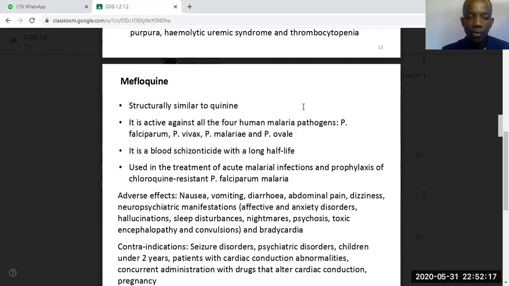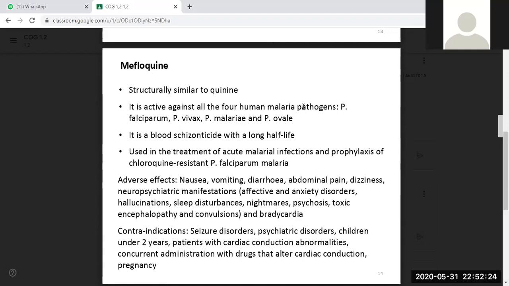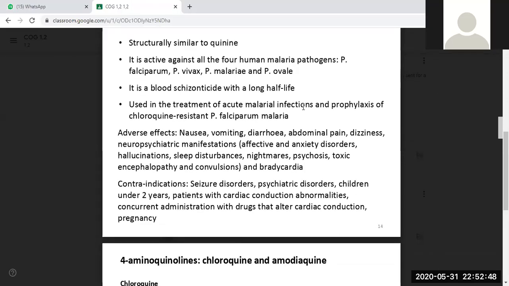What are the side effects of this one? We have nausea, vomiting, diarrhea, abdominal pain, dizziness, neuropsychiatric manifestations such as affective and anxiety disorders, hallucinations, sleep disturbances, nightmares, psychosis, toxic encephalopathy, and convulsions. Those are some of the neuropsychiatric manifestations that a patient can have, as well as bradycardia. So you need to be on the lookout for these adverse effects.